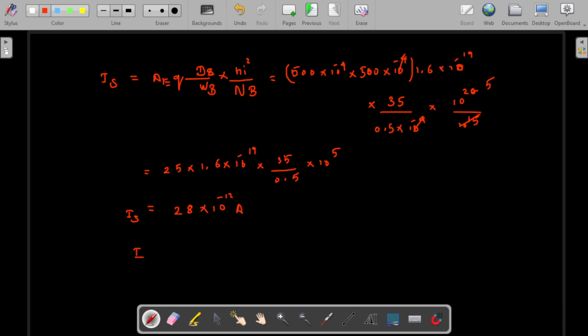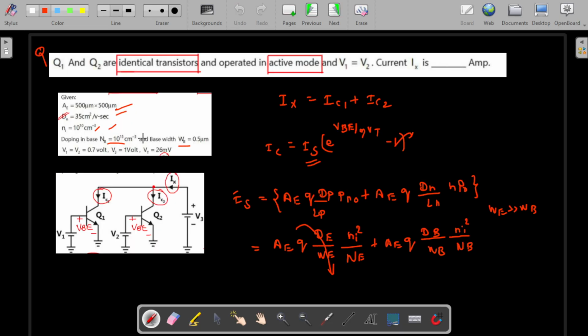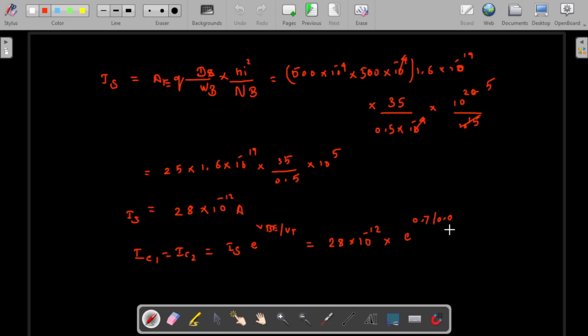So let's take IC. IC1 is equal to IC2 because it's an identical transistor, so both will be equal. IC equals IS e power VBE divided by VT, which is 28 into 10 power minus 12 into e power 0.7 divided by VT. What VT are they given? So VT is 26, not 25, a small change here. If you use the calculator, then we will end up with 13.7943 amps. This is IC only.